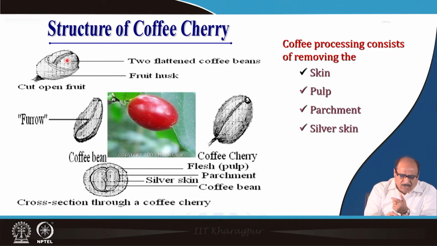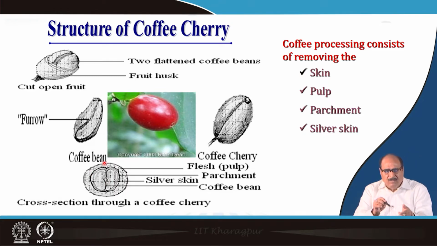Here the coffee bean structure is shown again. It is a cross section through a coffee cherry. See that inside are the coffee beans, which are covered by a thin parchment-like silver skin, and then the parchment, and then a fleshy pulp, and on the outer side a mucilaginous pulp, and then the outer covering.